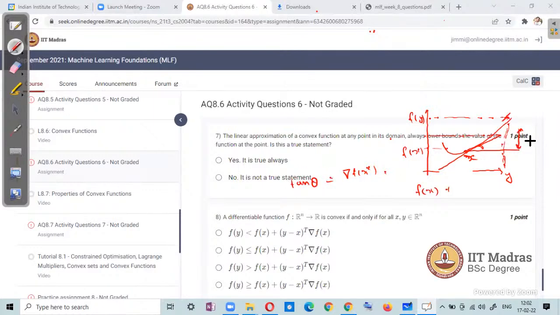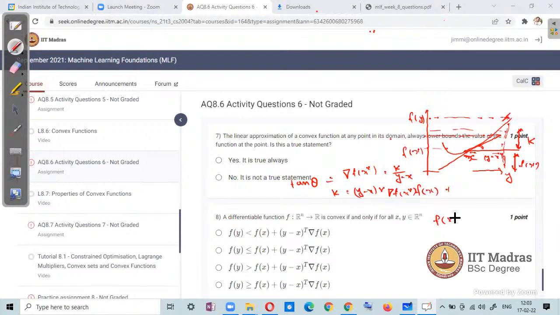Nothing but this value, take it as k, and this one is y minus x. Do you agree with me? It is nothing but k upon y minus x. So the value of k will be y minus x into del of f(x star). So this approximation is f(x) plus this k, and k is y minus x star times this term. Now you will see from where this term came, y minus x into del of f(x star).